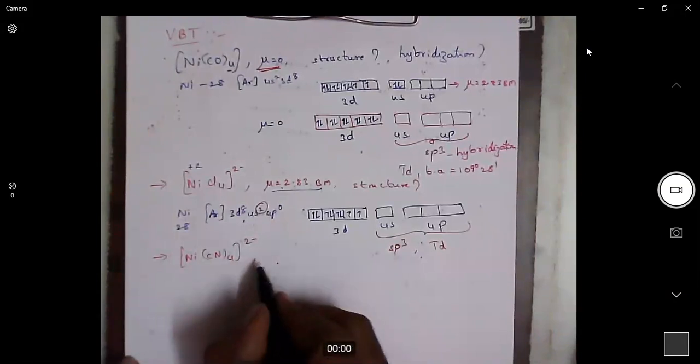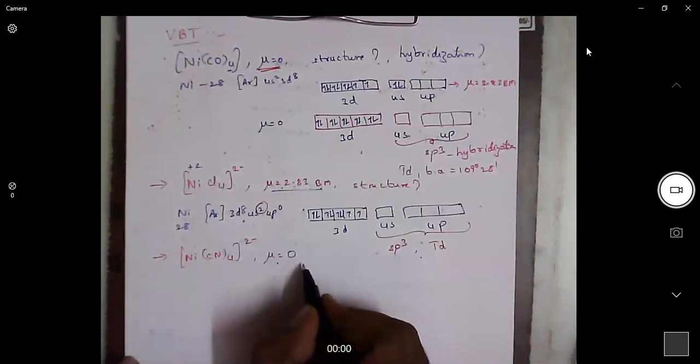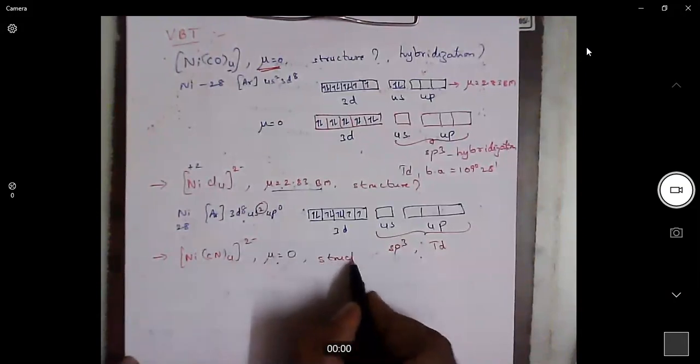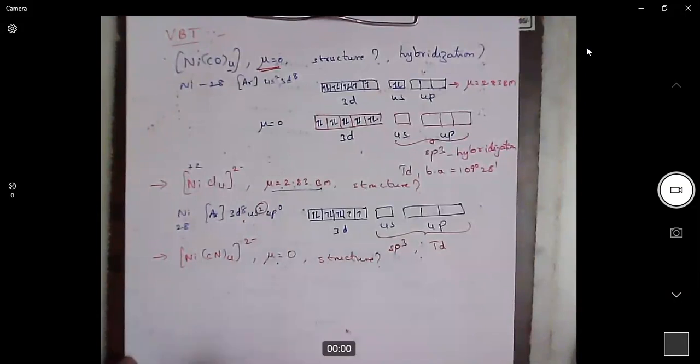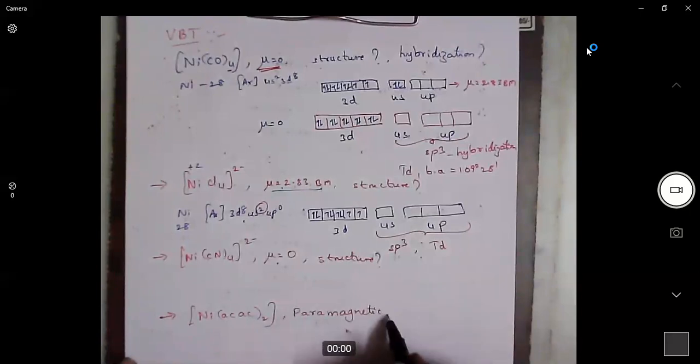Here, for this complex, the magnetic moment is 0. Then what is the structure? Similarly, for another complex, Ni(acac)2, it is a paramagnetic material. What is the structure?